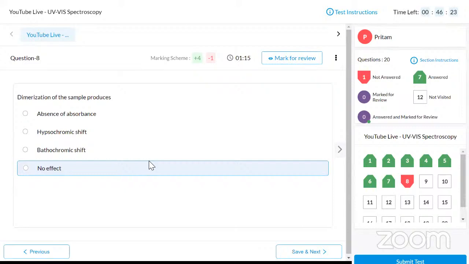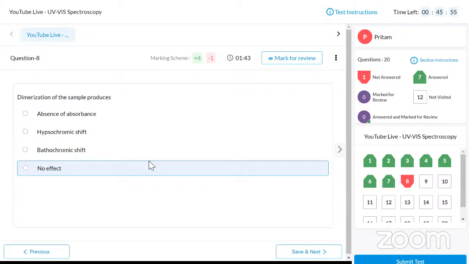Because both the monomers are forming and binding to form a dimer. So hypsochromic shift भी नहीं होगा. Hypsochromic shift means shift towards shorter wavelength. तो shorter wavelength में absorbance shift होना is not possible in this case. And option C is bathochromic shift, and option D is no effect. See, option A and option D almost mean the same, because if there is an absence of absorbance, there is going to be no effect.